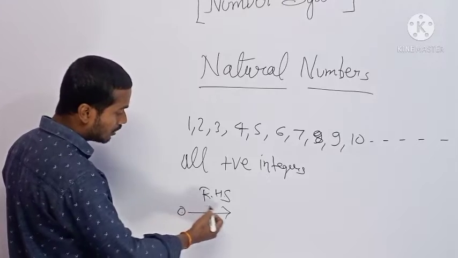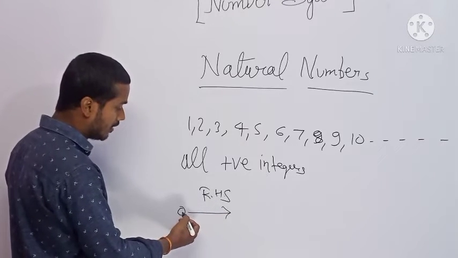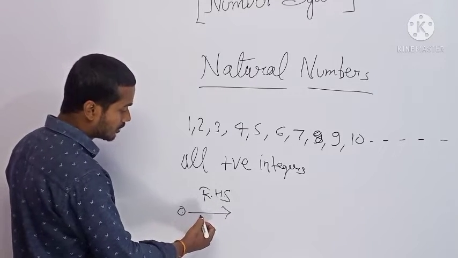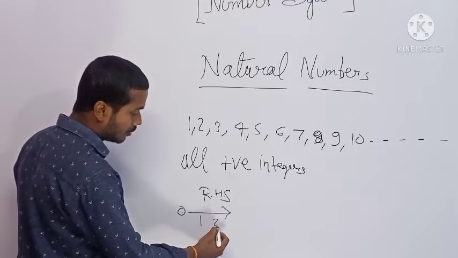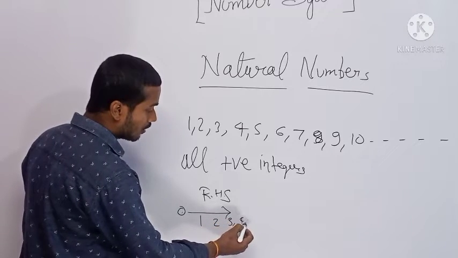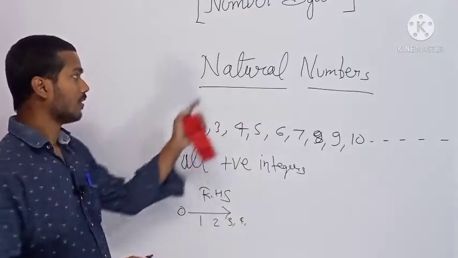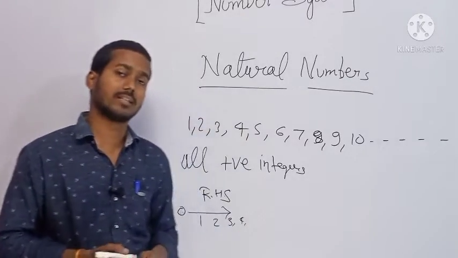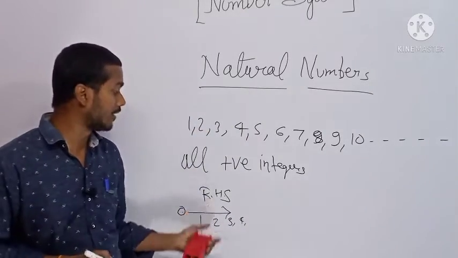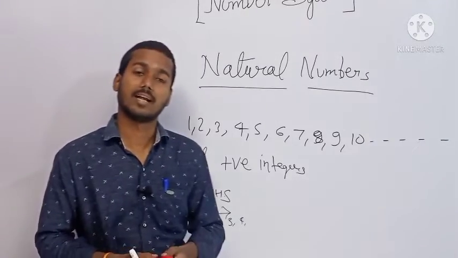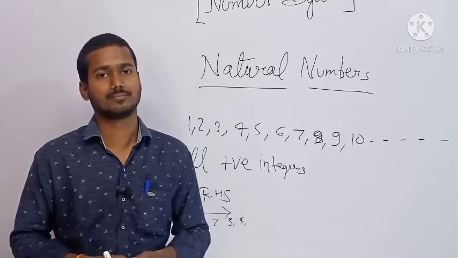So if we move towards the right-hand side on the number line, after 0 what comes? 1, after that 2, 3, 4, like that. So for the natural numbers, you can also say that all positive integers are called natural numbers.